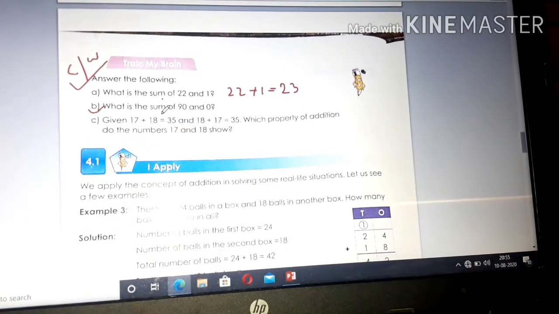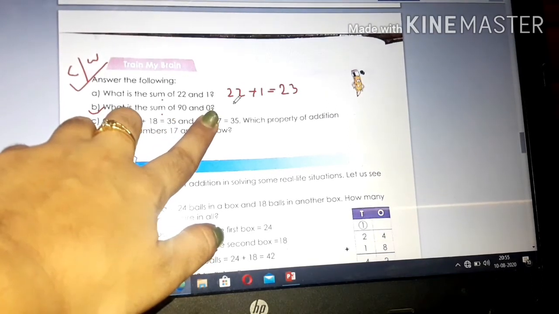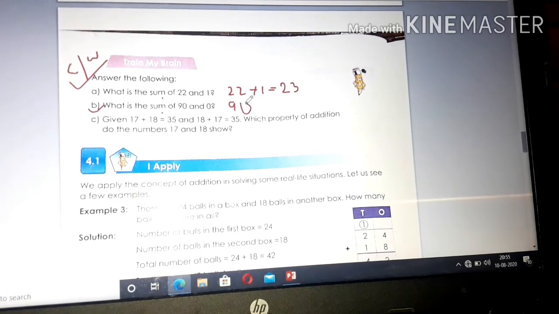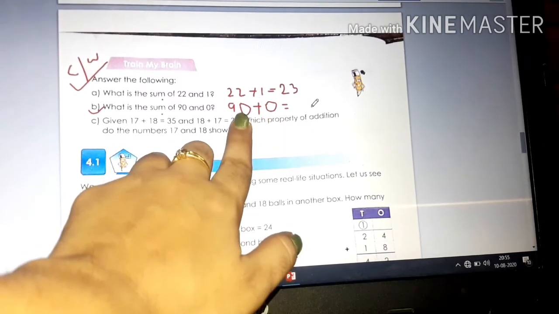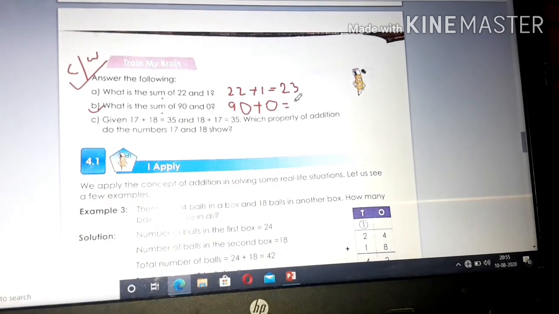B. What is the sum of 90 and 0? Again, the word sum is used in addition. That means we have to add 90 and 0. So 90 plus 0. Now which property is this, children? Property of 0, isn't it? If you add 0 to a number, the sum is the number itself. That is, 90 plus 0 is 90. Is it clear?